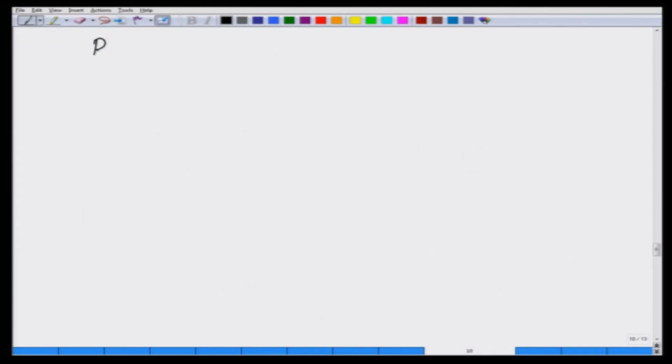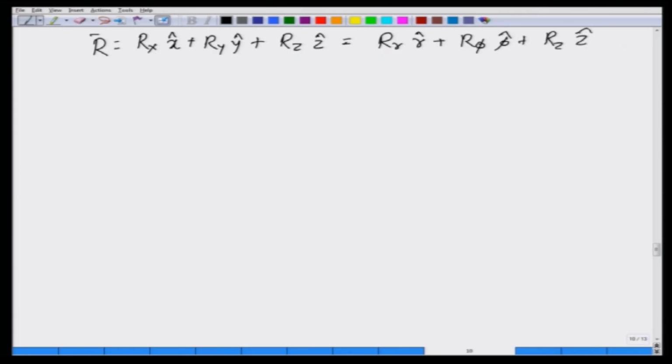So, I know that r is equal to rx x hat plus ry y hat plus rz z hat. This is also equal to r_r r hat plus r_phi phi hat plus rz z hat. Now, if I try to find the component of the r vector along the x hat vector, that is along the x axis, I can do that by finding the dot product of r with x hat. If I do this, I am going to get the component of r along x, that is rx.